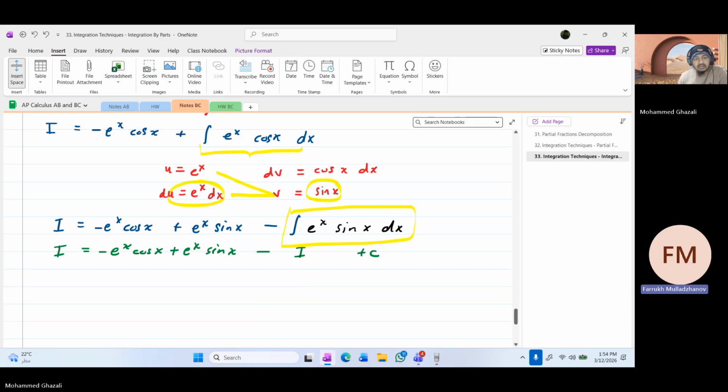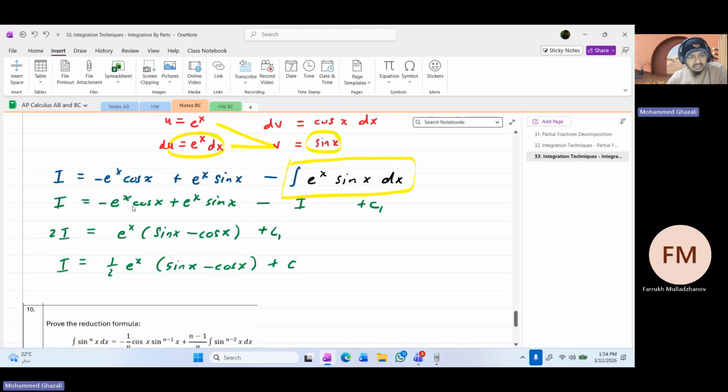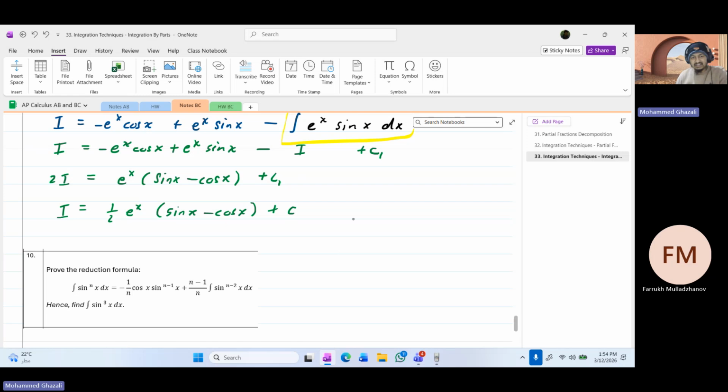So it will be like 2I. It's going to be 2I equals, let's take out e to the power x as a common factor here. So that becomes sine x minus cos x, and plus C. So your final answer is I is equal to half e to the power x into sine x minus cos x plus another constant. Call it C1, and call it big constant. So that's your final answer. So the integral of this is actually this part here, and it was like a looped integral.